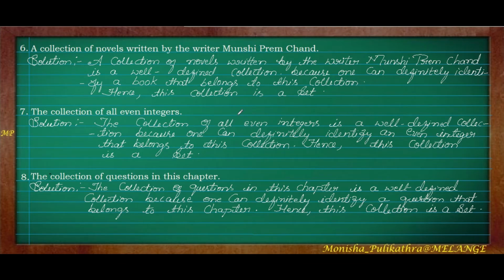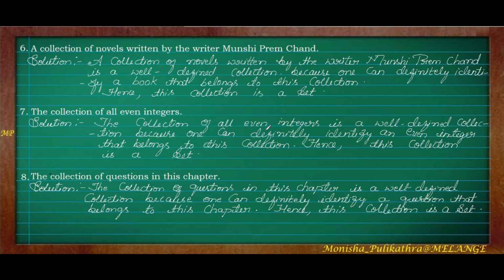So the next question is the collection of all even integers. You know that in numbers we can identify how many numbers are there, how many even, how many odd, how many natural numbers are there. So it is easy to identify. If I say 9, then it is an odd number. If I say 22, then it is an even number. So we can definitely identify the number. Here they have given the collection of all even integers. Even integer means the number which is divisible by 2. So the collection of all even integers is a well-defined collection, because one can definitely identify an even integer that belongs to this collection. Hence, this collection is said to be a set.